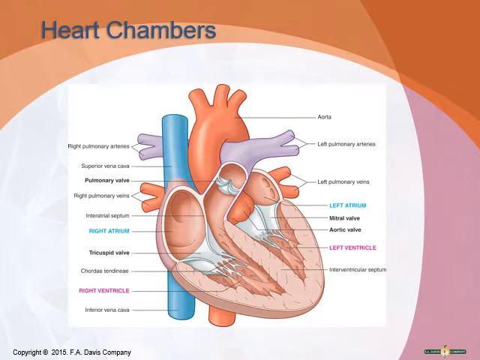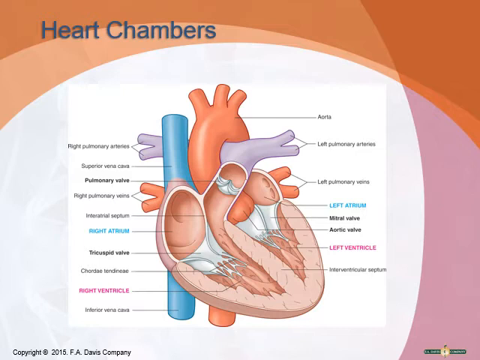Then the blood will come back to the heart via the left and the right pulmonary veins. Blood then fills the left atrium. The left atrium pumps the blood into the left ventricle. Then the left ventricle pumps super hard to send the blood out of the aorta, the big red artery at the top, and out to the rest of the body.